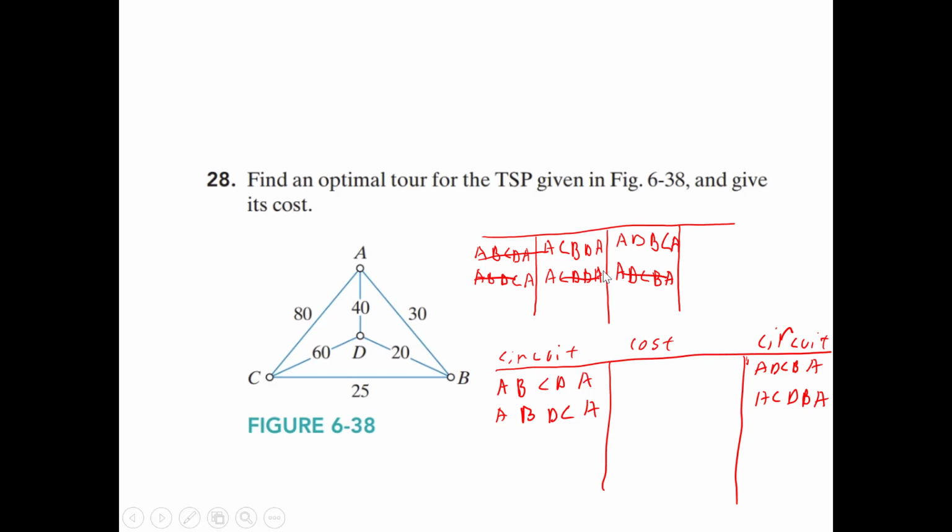And then A, C, B, D, A is the same as A, D, B, C, A. So that's that one and that one. And there we have all 6 of them accounted for.